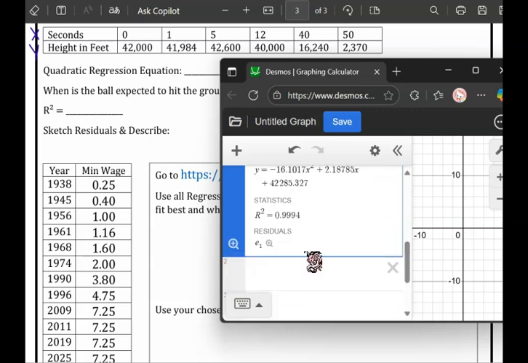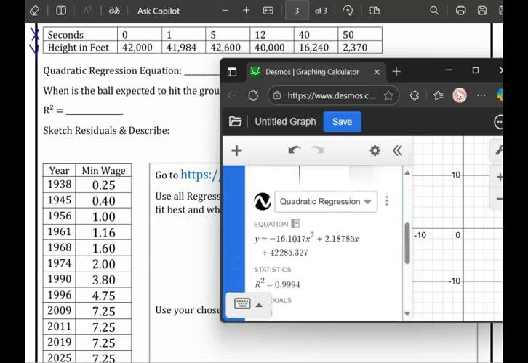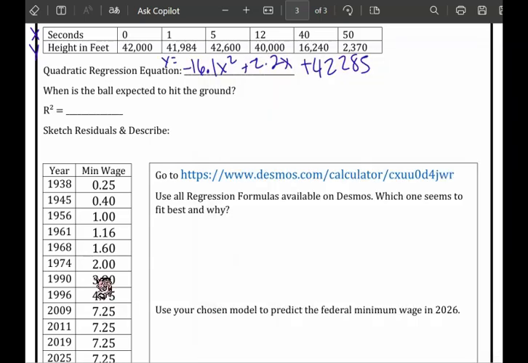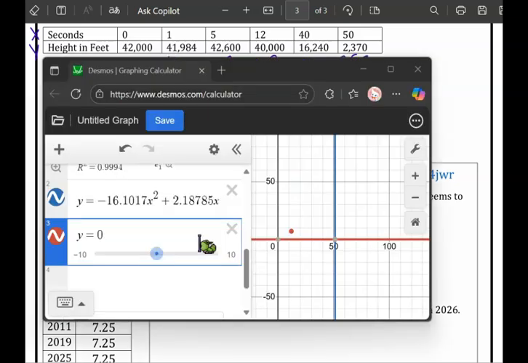Let's plot the residuals. Go ahead and write these on your paper. Using this model, when is the ball expected to hit the ground? To find this, we're going to set y equal to 0 and find the intersection. So we've graphed these. It looks like it's expected to hit the ground around 51.3 seconds.